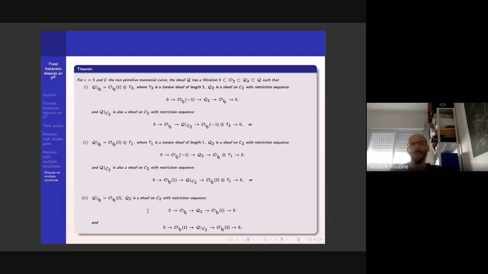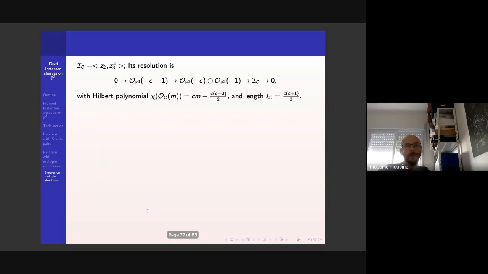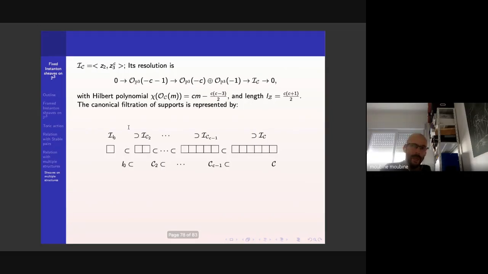Okay, so in general, we can maybe say something only about the primitive case. These are the ideals in our case given by Z2 and Z3 to the power C, and they have this kind of resolution. We can have Hilbert polynomials, and the length of the cokernel of the section given by C plus 1 over 2. And the filtration is given just by taking one box of the diagram at each time.